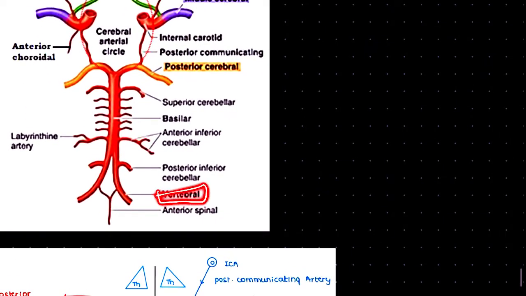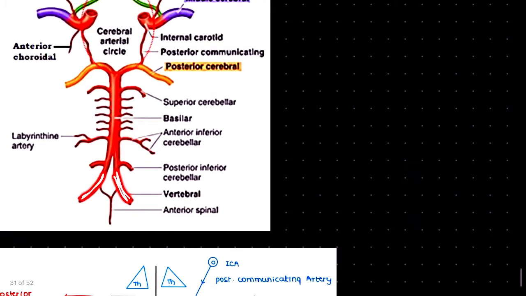Now talking about the vertebral artery, it enters into the cranial cavity through one foramen, that is the foramen magnum. From this foramen magnum, it gets inside our cranial cavity. There are two, you can see, this is one vertebral artery and this is another vertebral artery. They will join to form one common artery, our basilar artery. Two vertebral arteries joining together to form one basilar artery. That's all.